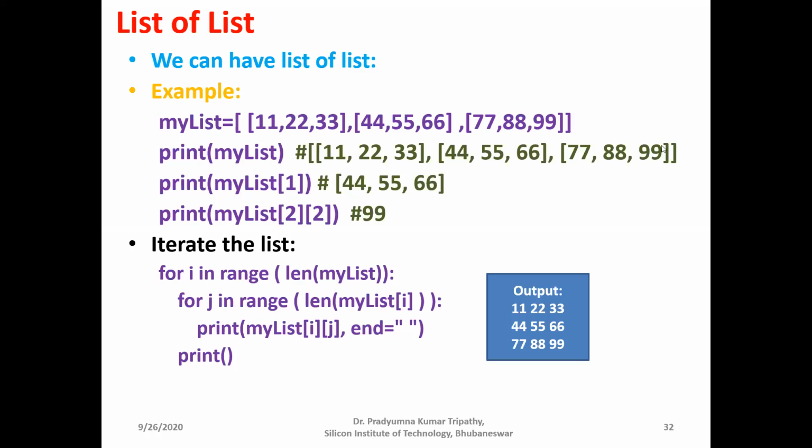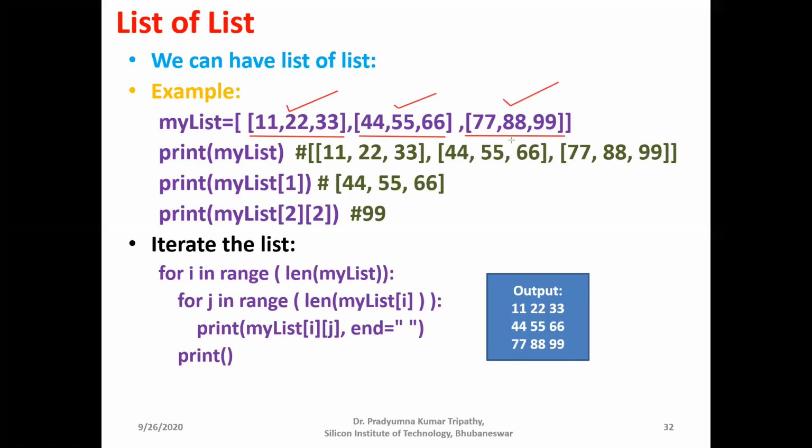So this is my list with 3 elements. We can see over here, my list is a list, and this list has 3 elements, because they are separated by 2 commas. This is list 1, this is list 2, and this is list 3. So we have three items over here, but each item is a list itself.